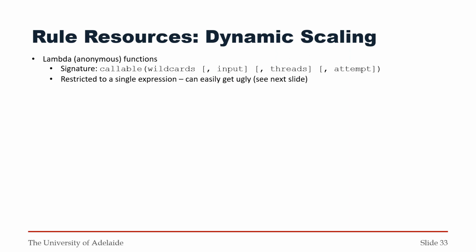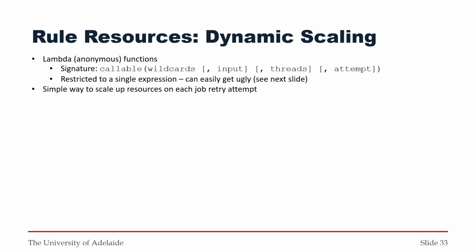An important restriction for lambda functions is that it's a single expression, which means that beyond something simple, these expressions can get rather complex and messy and ugly and error prone. And again, I'll show you an example of that.